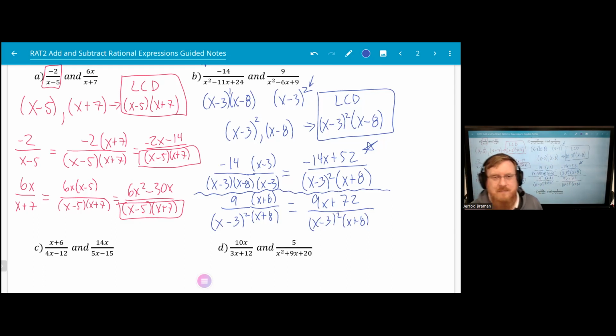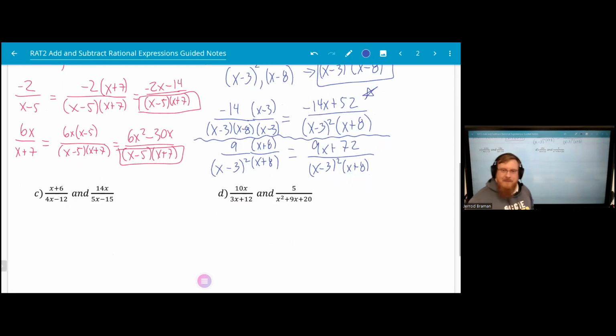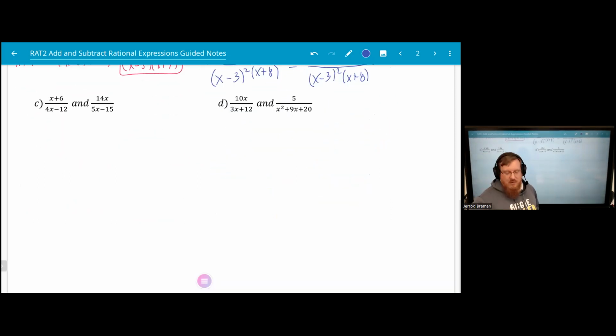Promise, promise. All right, your job right now, take a few minutes and try letters C and D on your own. Do the same steps that we did. All you're trying to do is find the LCD, then write equivalent expressions. We'll do adding and subtracting here in a minute. All right, I'm going to pause. You do your work, come on back and check.